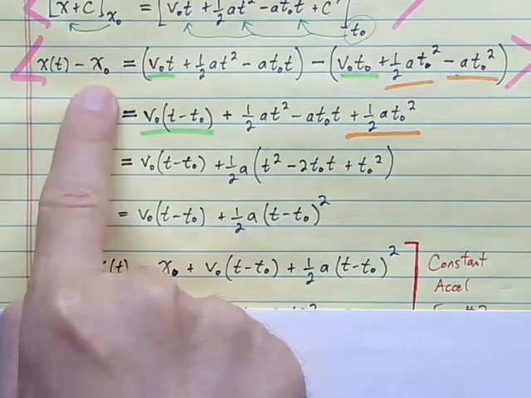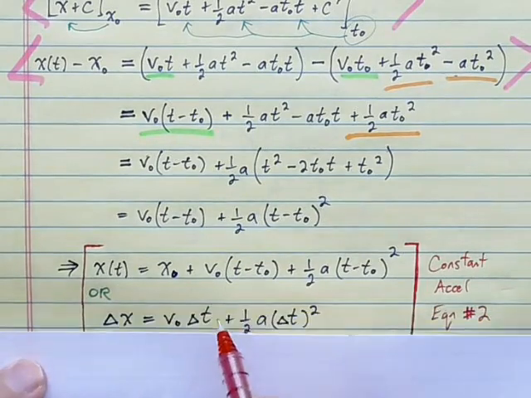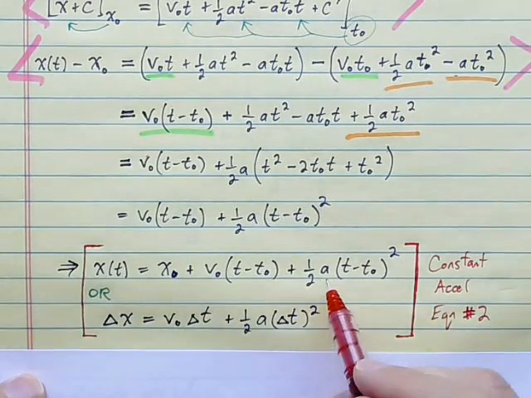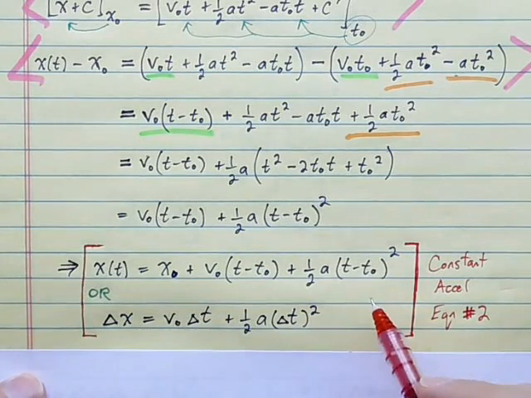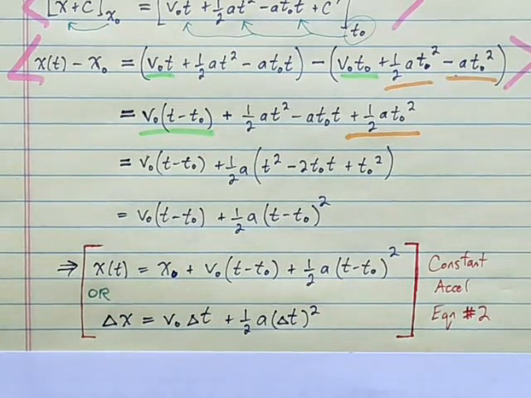If I just move the x naught here over to the right-hand side, then we have x of t equals x naught plus v naught times t minus t naught plus 1/2 a times the quantity t minus t naught squared, or in terms of deltas, delta x, a delta t here, a delta t there. There's our constant acceleration equation number 2.